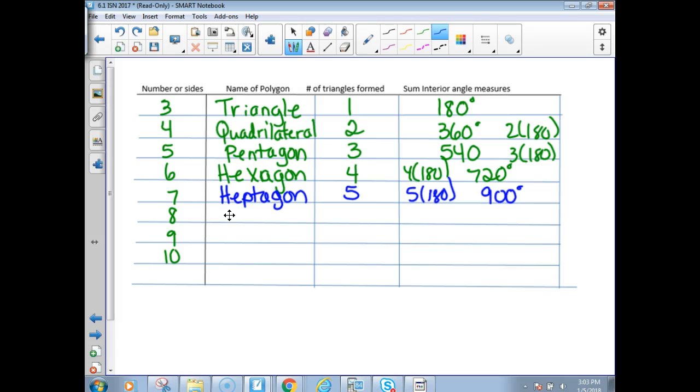8 sides, we all know that one, I hope. Octagon, because of octopus. 6 triangles formed. 6 times 180 gives me 1080. 1080 degrees.